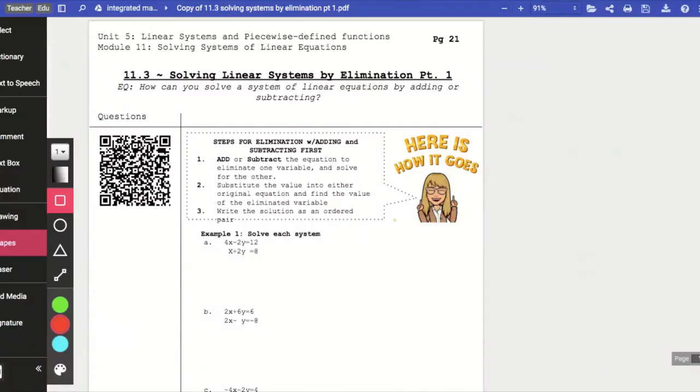We're going to jump into solving linear systems by elimination. And this is part one, because first we're going to just look at adding and subtracting. And then a couple days from now, we'll look at doing it through multiplying and dividing.